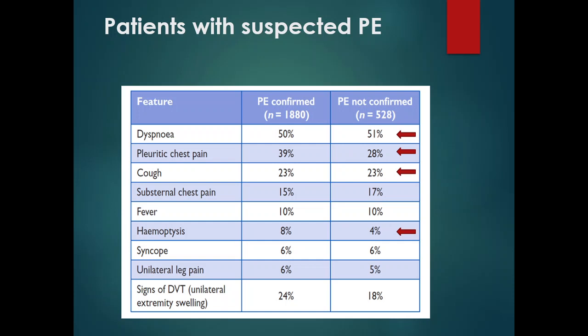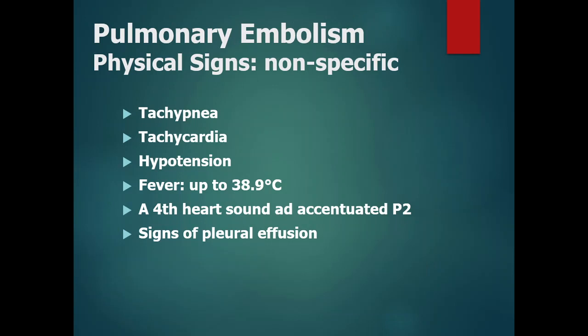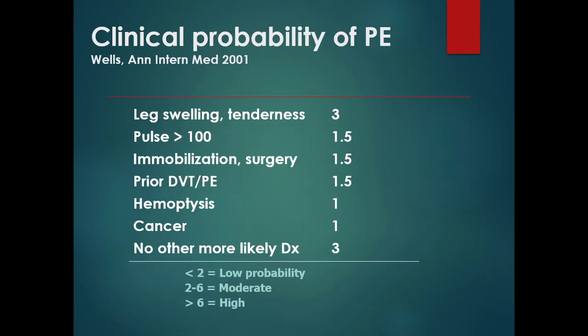So how then will I diagnose my patient? Well, physical examination is, again, also non-specific. Tachypnea, tachycardia, hypotension, low-grade fever, fourth heart sound, accentuated P2, signs of pleural effusion, all non-specific findings. So again, how would I then reach the diagnosis? My symptoms are not specific, my physical signs are not specific.